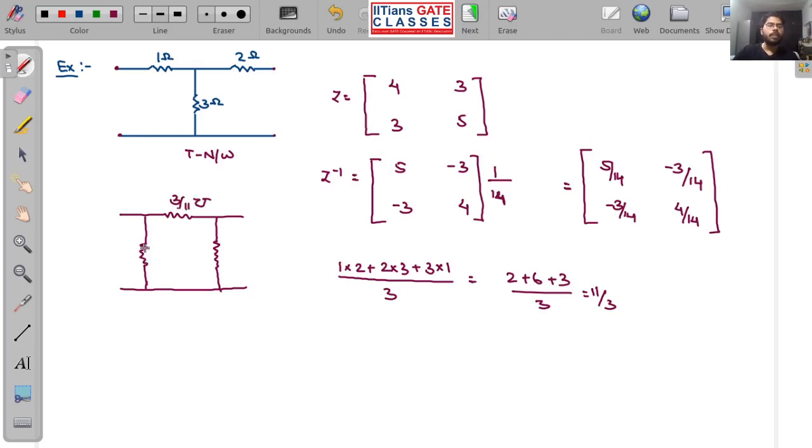What about this branch if I want to write? So this will be 11 divided by, what is the opposite branch in the corresponding T network? It is 2 ohm. So 11 by 2, and if I want to write the admittance, it will be 2 by 11 ohm inverse. What about this one? It will be 1 by 11 ohm inverse. Okay, I have directly written this.